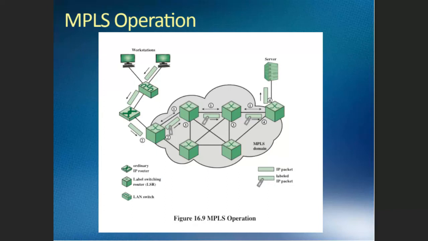This is the MPLS operation. As you can see here, we have these label switching routers. The routers are switching or forwarding the packets according to the label. So you assign a label, and the label switching routers will forward it according to its label. That's why it's very fast.